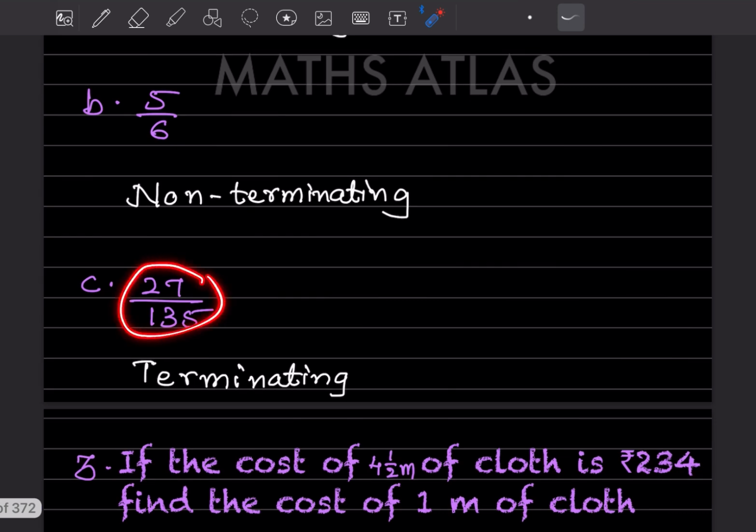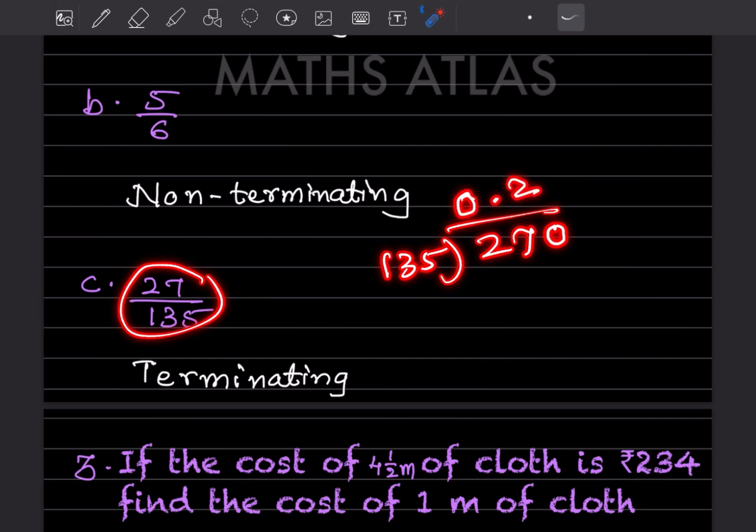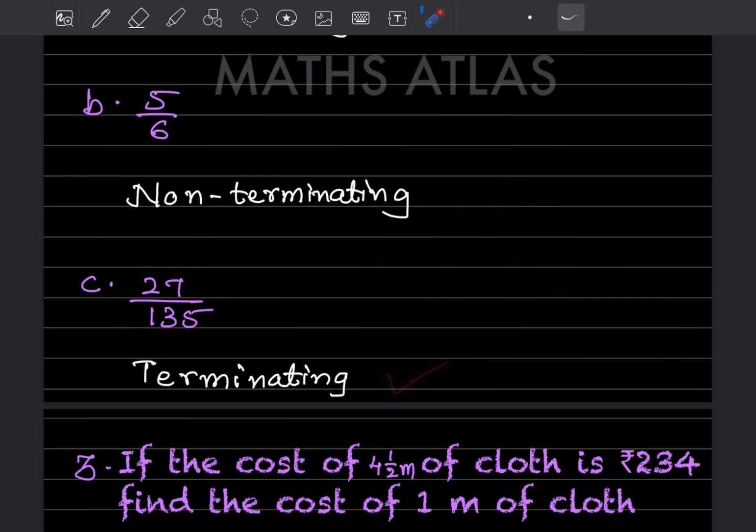Now we'll see this one, 27 by 135. So we are going to put here 0. So 0 means 0 point. So that is going to be 2s are 270. So this is 0.2. So this is a terminating one.